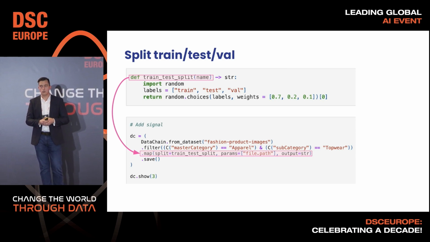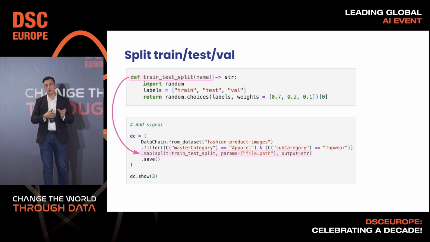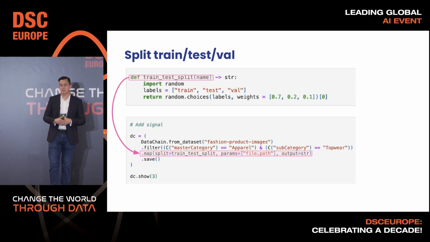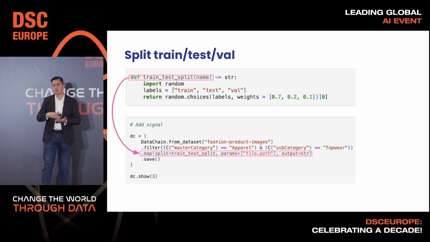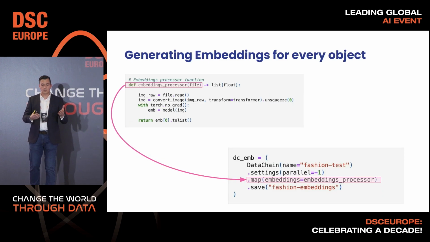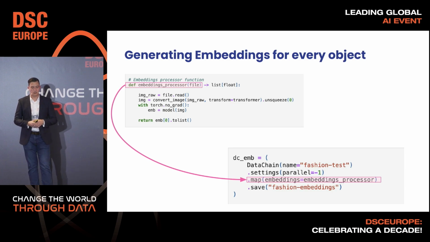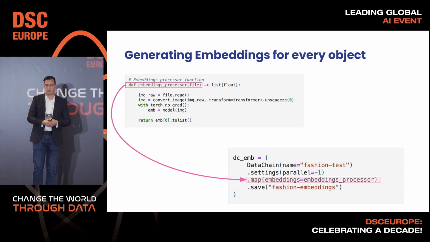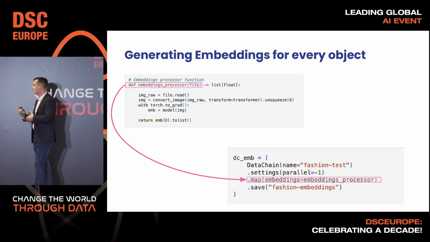Argument, and also usually we specify the output type, whether inside this map method or inside the function that does this processing. So we split it, and now we can do training, or we can run embeddings, for example. In this case, the pattern is the same.